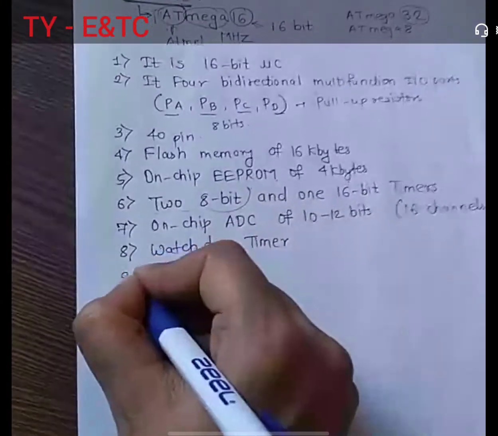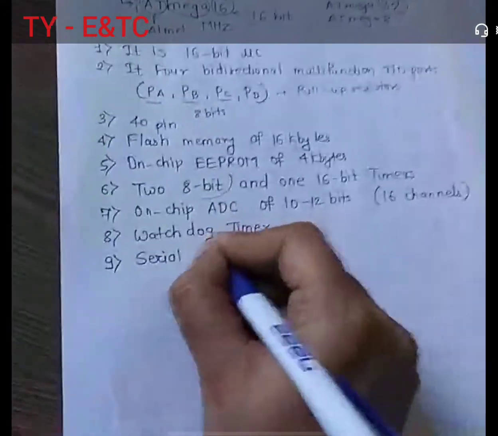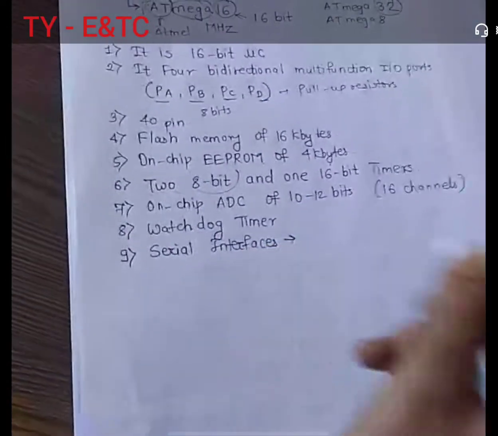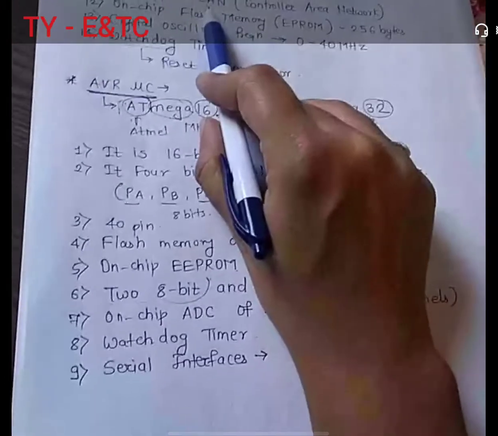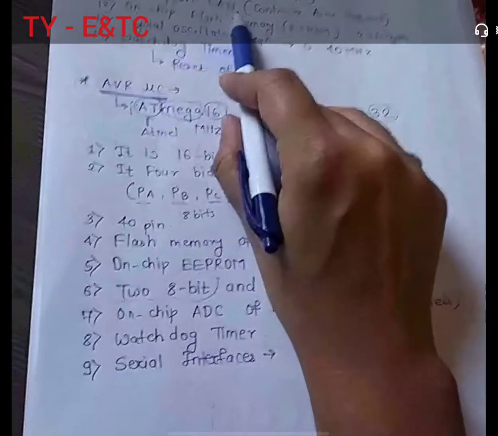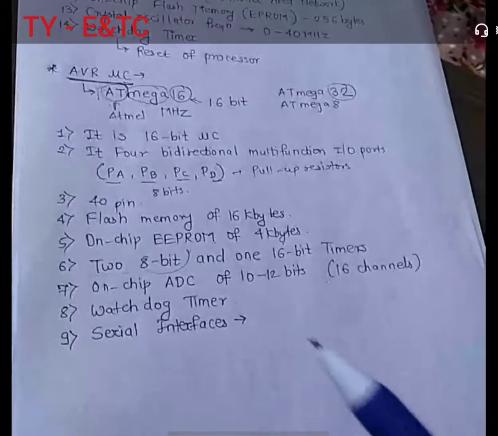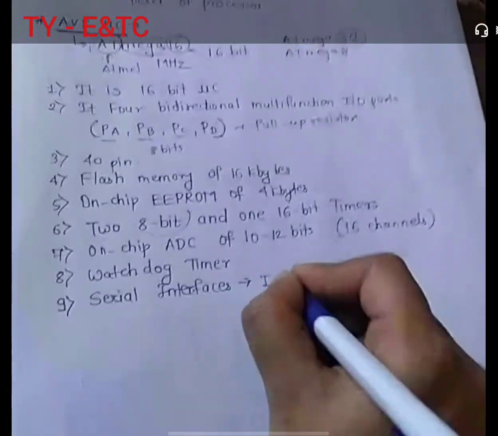Then it is having different serial communication interfaces. It supports different serial communication interfaces. As I told you, inside the PIC we are having this CAN, controller area network, or CAN protocol, or CAN communication standard. Similarly, inside the AVR we have different interfaces like I2C.